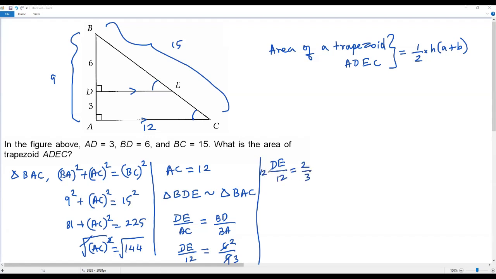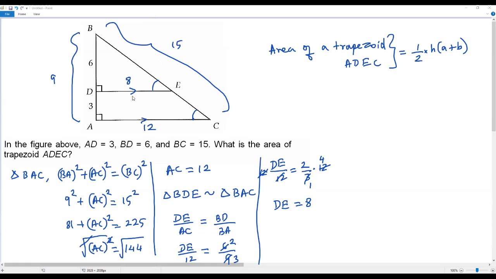So now I have to multiply both sides by 12 to get rid of the denominator 12 over here. So this 12 and 12 will cancel. 3 goes into 3 1 time, 3 goes into 12 4 times. So DE equals 2 times 4, which is 8. Okay, now I got the length of DE.